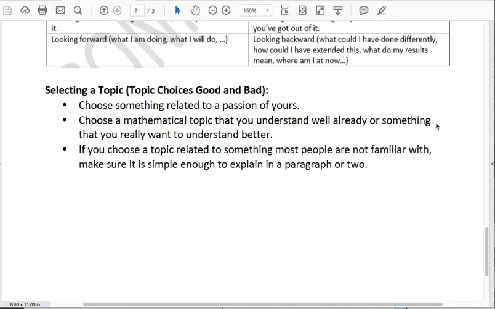One guideline, and we'll see this as we look at examples of bad IAs, is if you're going to choose a topic related to something most people are not familiar with, whether it's a game or a concept or something like that, make sure that it is simple enough to explain in a paragraph or two. Now, I'm not talking about the mathematics. The mathematics could be more complex and need greater explanation. What I'm talking about is that thing that you're involved with. And I think this will become clearer as we look at some examples.